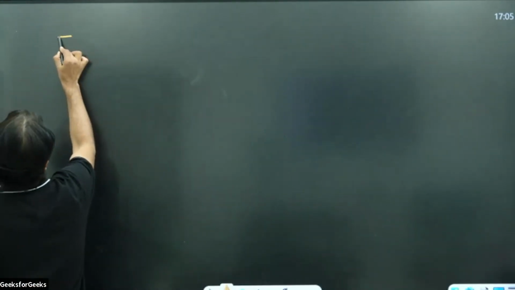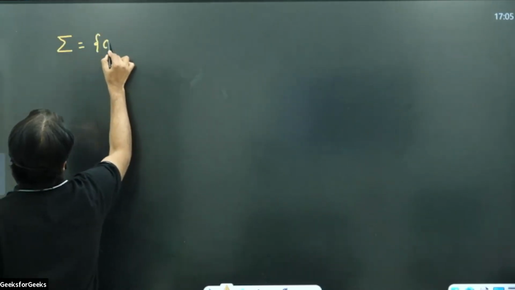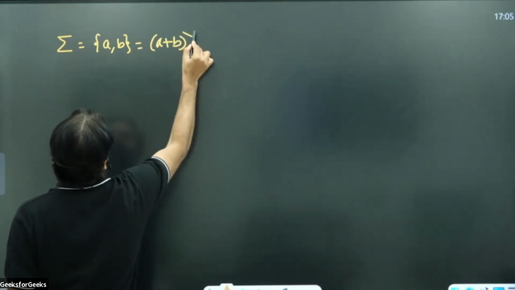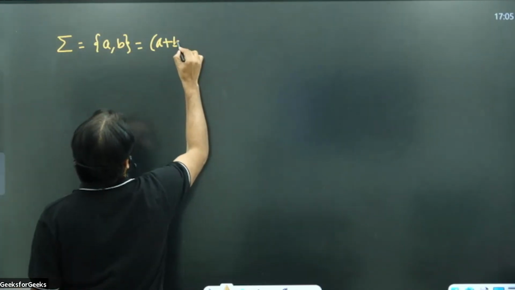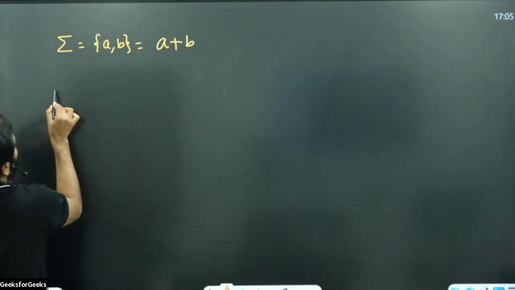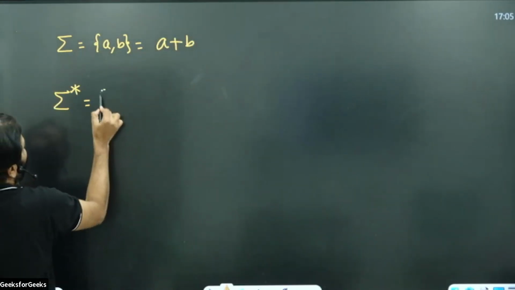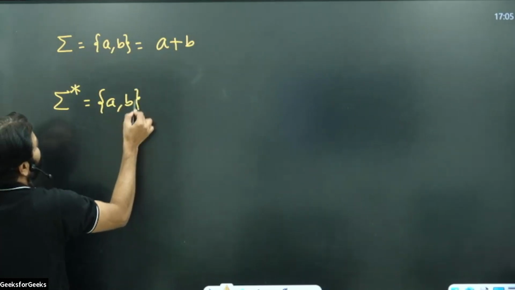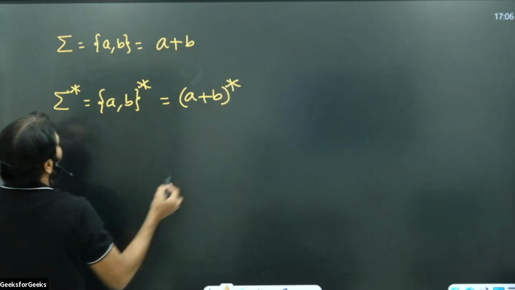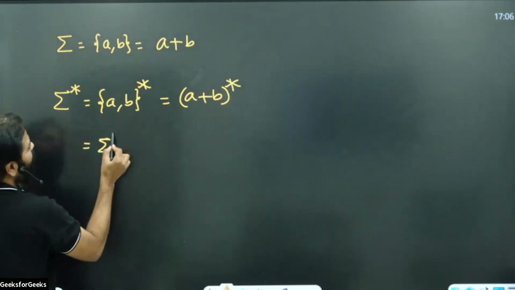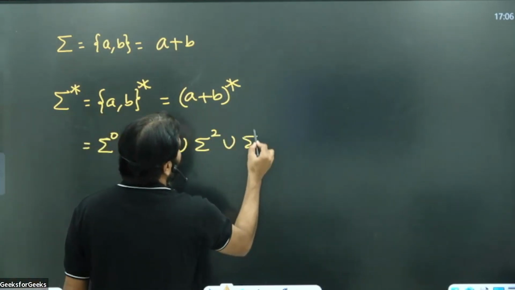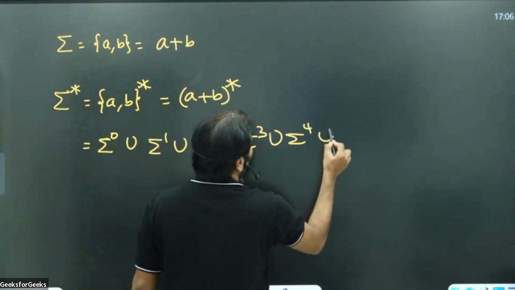We call sigma what? A comma B, right? So this A comma B I can write as A plus B. That's it. A plus B. Simply when I write sigma star, people may write A comma B whole star in mathematics, or you may write A plus B whole star. What do you mean by this? The sigma star means you have power 0 union, power 1 union, power 2 union, power 3 union, power 4 union, and all of them.